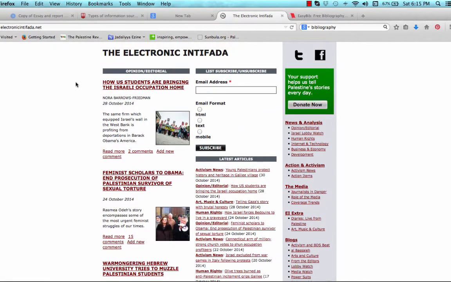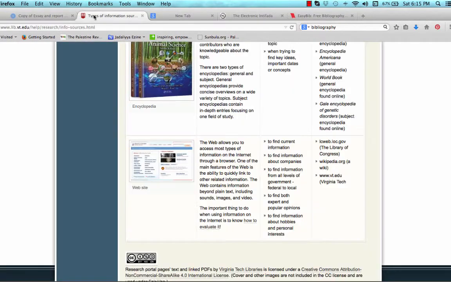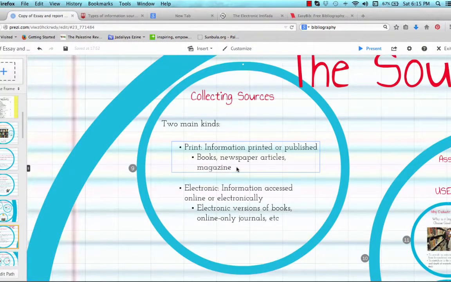So as long as it is academic, and I'll explain that in a bit, you can use these types of articles in collecting sources. Okay, that said, let's move on.